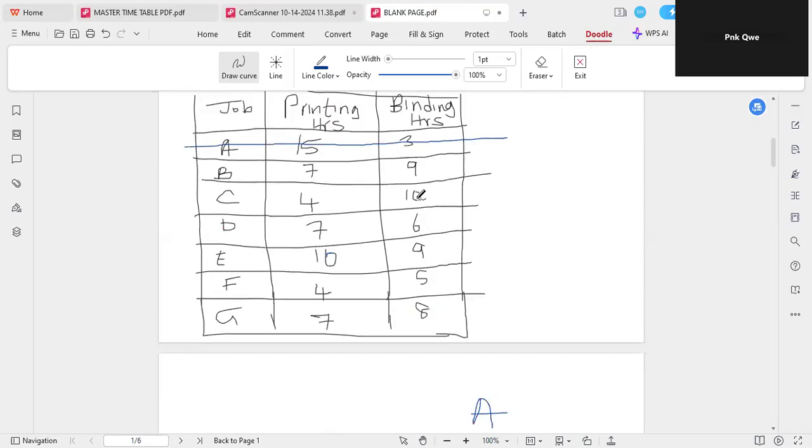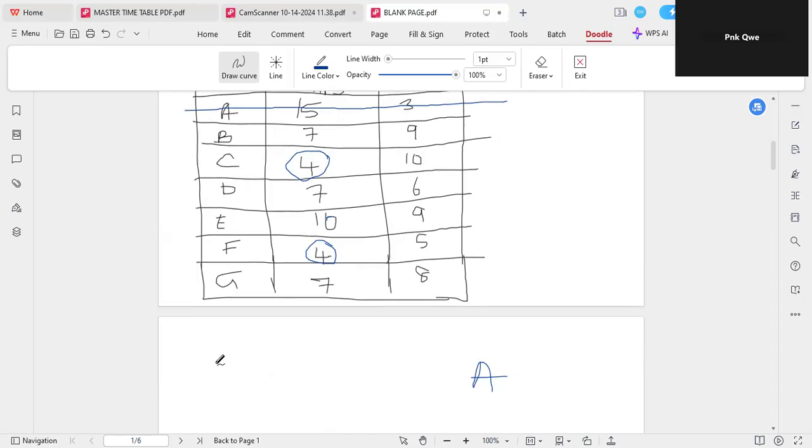Then the shortest processing time for these other times is 4. Since there are 2 of them, there is this 4 and there is 4. So here we have to look at which one has the shortest processing time in the other department of binding. So it is the F. So do job F first. So F is gone.